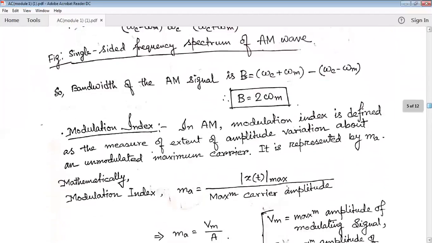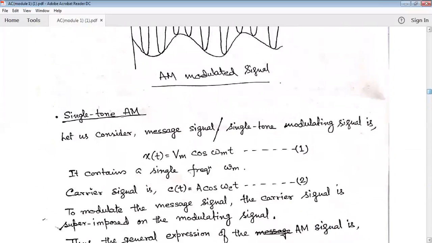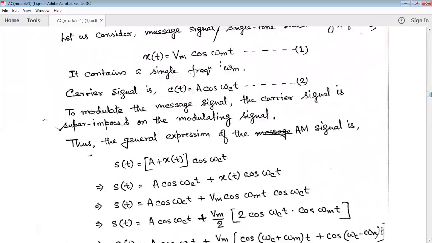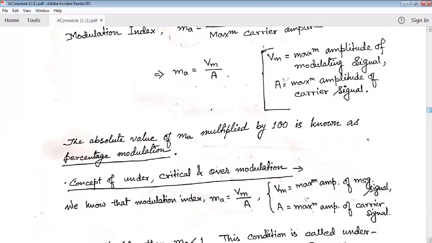Now another important term, that is modulation index, you have to calculate. What is modulation index? It is defined as the measure of extent of amplitude variation about an unmodulated maximum carrier. Mathematically, it is the maximum amplitude of the message signal divided by the maximum amplitude of the carrier signal. Basically, it's the ratio. Ratio of what? The maximum amplitude of message signal and maximum amplitude of carrier signal. That is Vm by A, according to our consideration. Because we considered x(t) equals Vm cos ωm t and c(t) equals A cos ωc t. So, modulation index equals Vm by A.